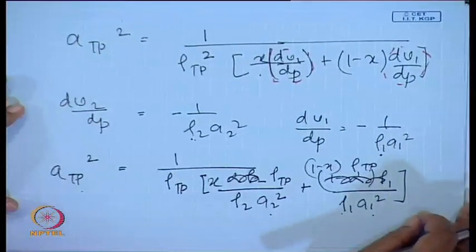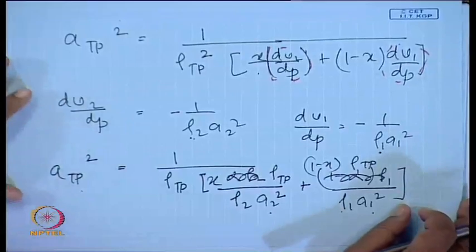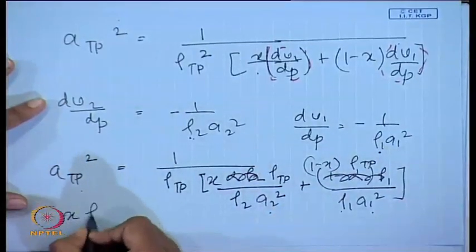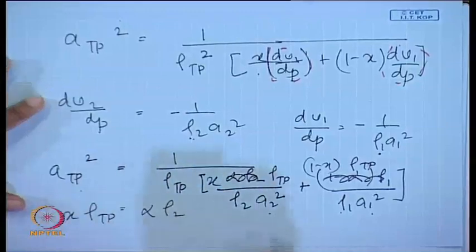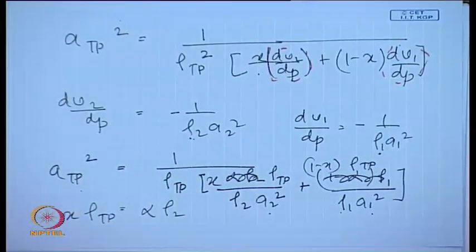Now, if you remember, I had derived one particular expression: x rho Tp equals alpha rho 2. How did I get that? What did I tell you? That rho Tp is the weight of, say, 1 unit volume of two phase mixture. Fine. So, therefore, kg of two phase mixture in, say, 1 liter of two phase mixture. What is x rho Tp? It is the amount of phase 2 in this particular mixture? Try to think and tell me.